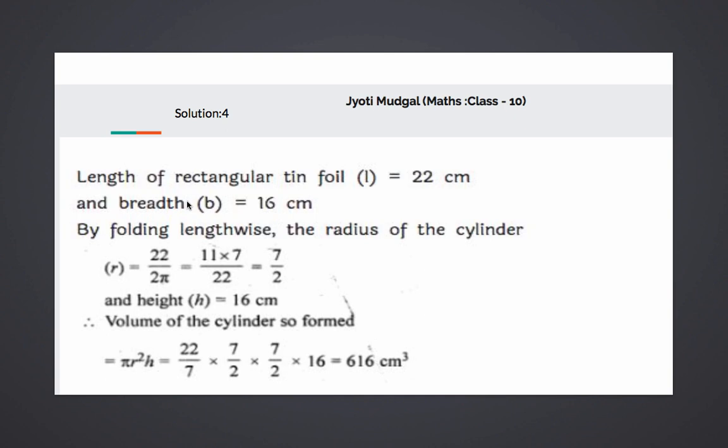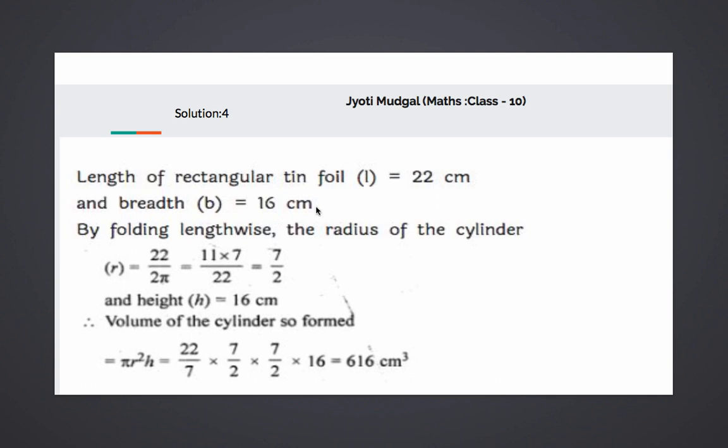Let's see the fourth question. Figure is given to you. A rectangular foil was having dimensions 22 centimeter by 16 centimeter. That means the length was given as 22 centimeter. You can see the figure given in your book. Rectangular foil. I have explained to you in the beginning of the class. Rectangular sheet. Fold it. Okay.